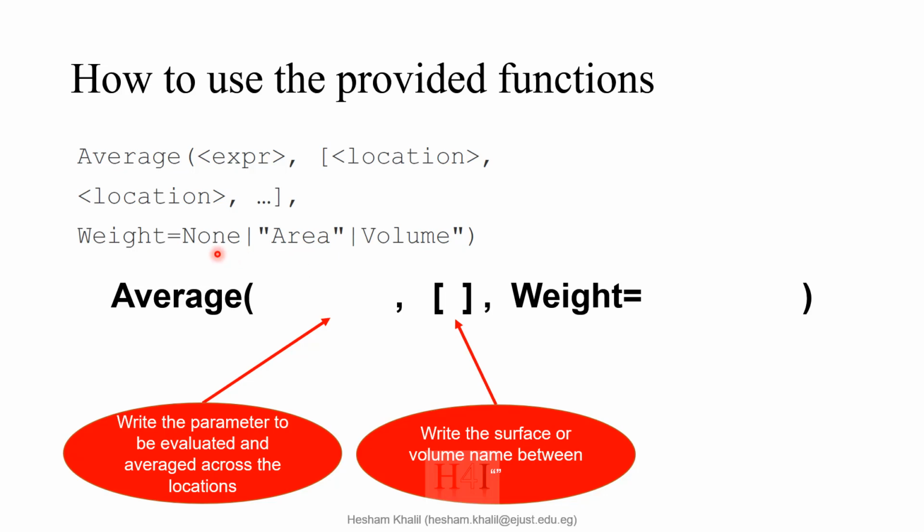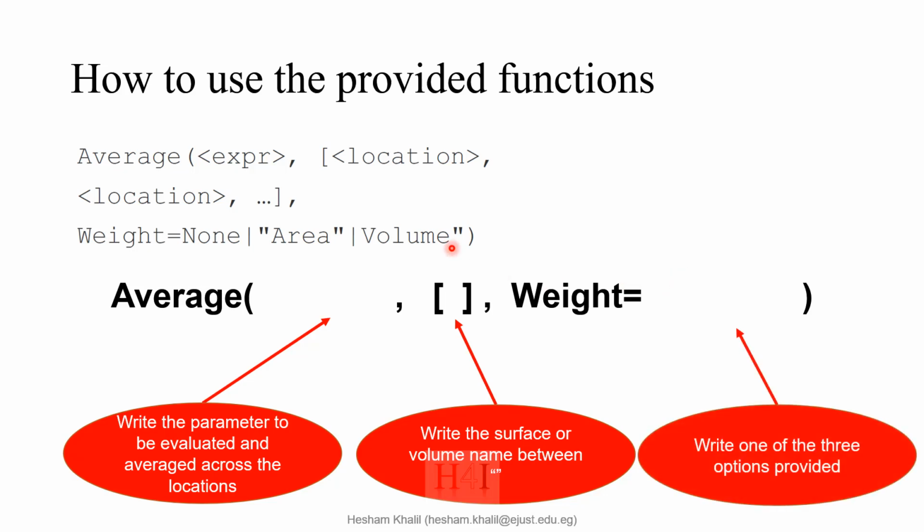None is the arithmetic average, which is adding all values and dividing them by their number. This is wrong in our physical cases. We must take into consideration the actual surface area of each cell, because it affects the average temperature. If there is a cell which is very large, the average temperature will be nearer to it than if the cell is small. So if you are taking the average for an area, you will write here the weight to be area. You write here the word area. If you are taking the average over a volume, you write here volume. So this function will calculate the average temperature across a volume or a surface, whatever you need.